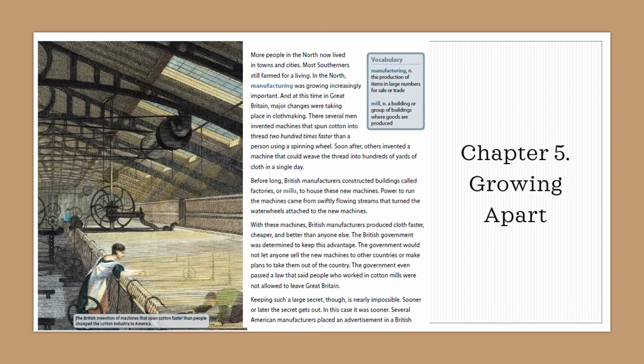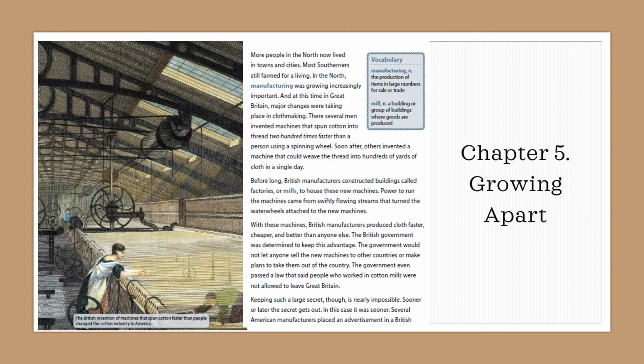The British government was determined to keep this advantage. The government would not let anyone sell the new machines to other countries or make plans to take them out of the country. The government even passed a law that said that people who worked in cotton mills were not allowed to leave Great Britain. Keeping such a large secret, though, is nearly impossible. Sooner or later, the secret gets out. In this case, it was sooner.